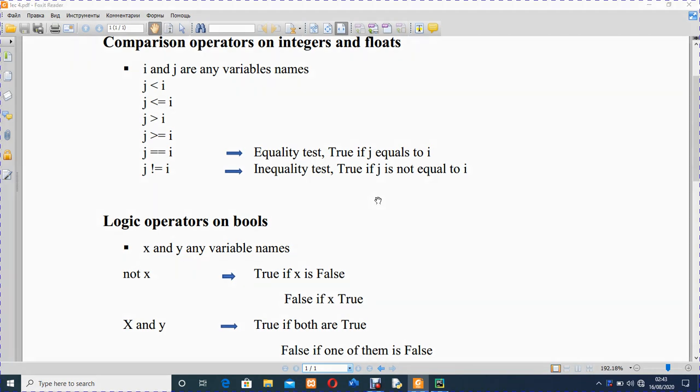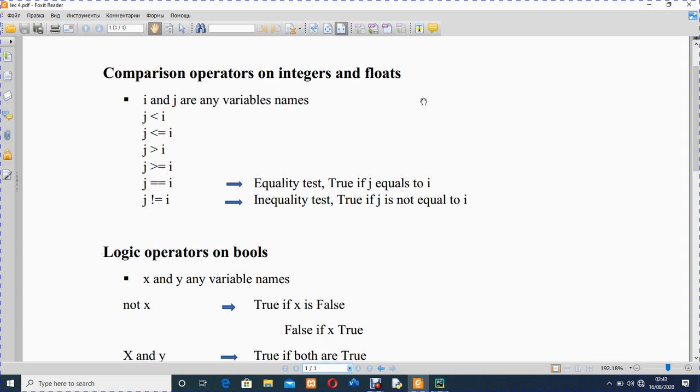Hello guys, in our previous class we talked about operations on int and float, while in this class we are going to talk about comparison operators on integers and float.